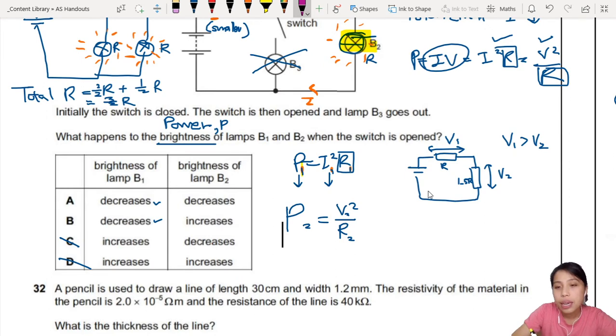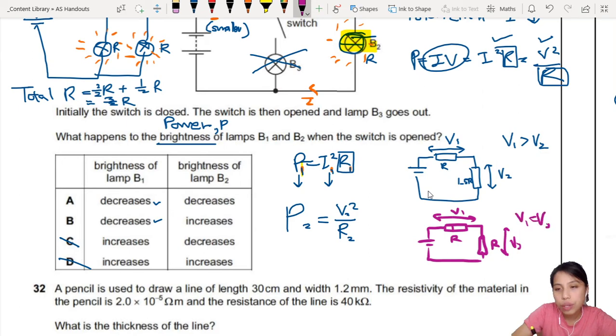As originally. But now, you have something different. It becomes only one bulb here. So this is R. And this is also R. Means now the potential drop is the same, V1, V2. So V1 equals V2.